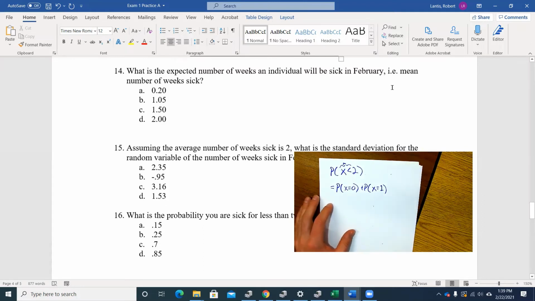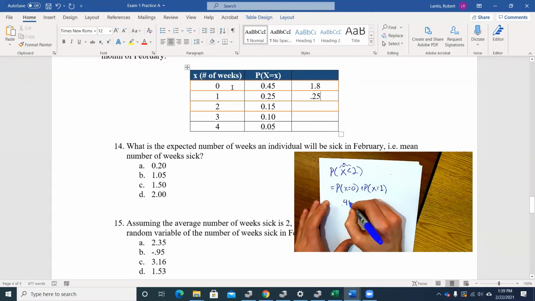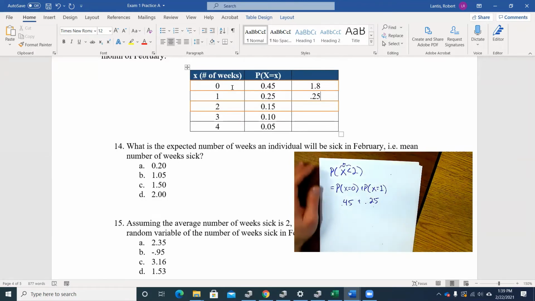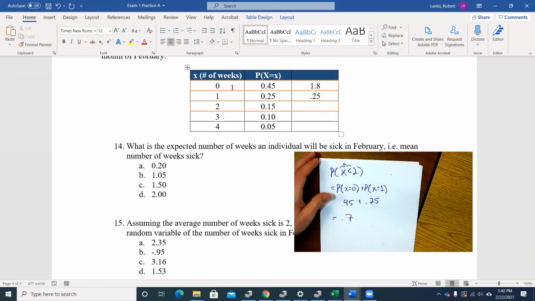And now it's really easy. Unlike our binomial and Poisson, we don't have to use a probability mass function formula. I just use this table, right? Here is my probability mass function. So the probability X is equal to 0 is 0.45. The probability that it's equal to 1 is 0.25, right? And so I get what? 0.7 here. We're done, right? Easy as that.